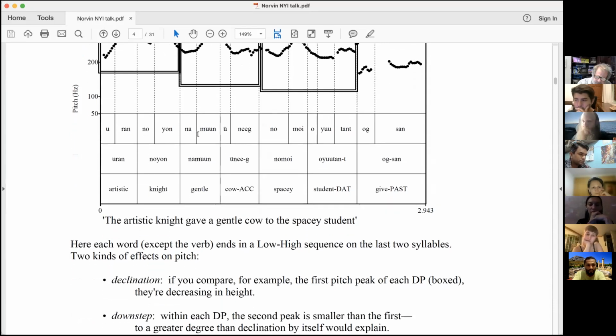I'm watching the chat just in case anybody wants me to stop. Does anybody want to stare at this pitch track a little bit further?